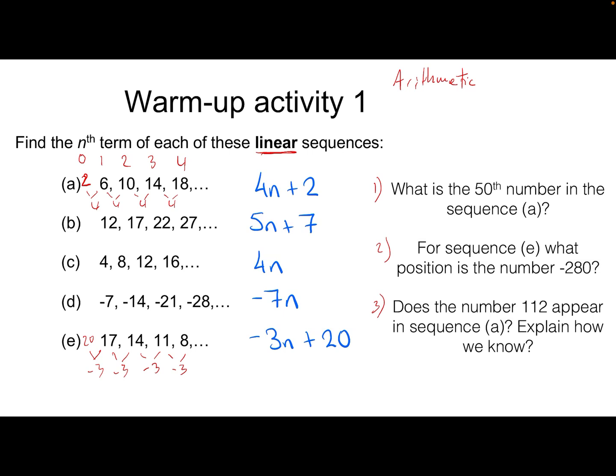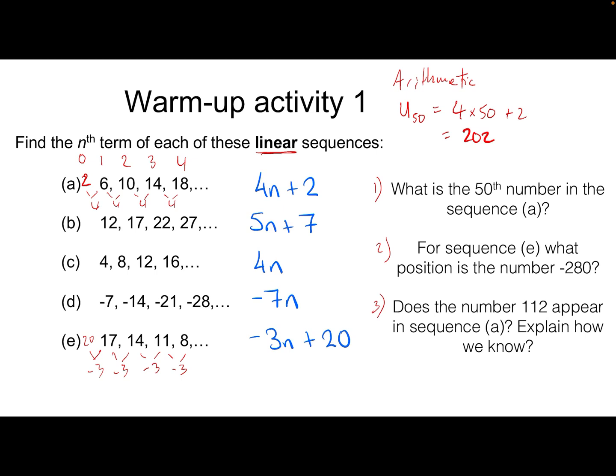Now, we can use that information to our advantage. So, for example, question 1: what is the 50th number in the sequence A? Well, that should be quite easy. The 50th number, what we'll call U50, is going to be equal to 4 times 50 plus 2, which is equal to 202. So I can straight away know what the 50th number in that pattern is going to be.